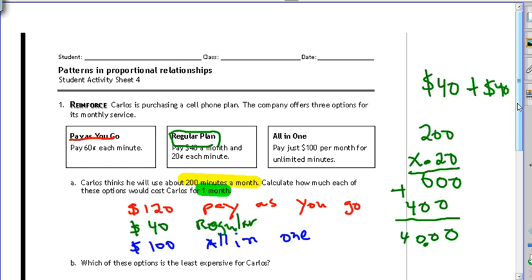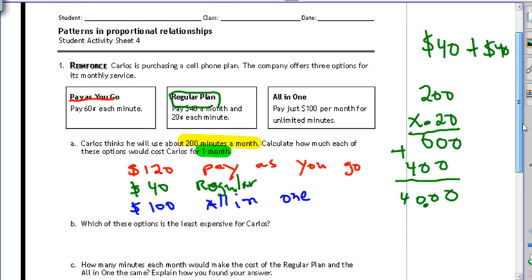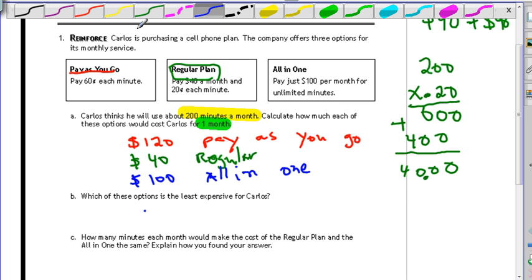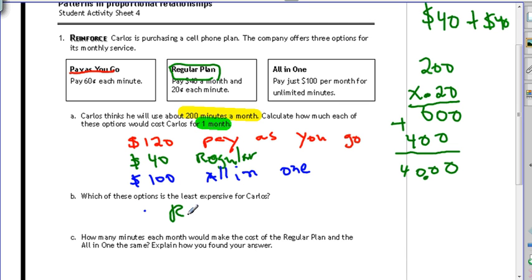Now let's go down to B. Which of these options is the least expensive? The best deal has to be what? What's the regular? So regular is the best deal. Now why? Because it's 40, and that's the cheapest. Pause it right here if you need to write this all down.